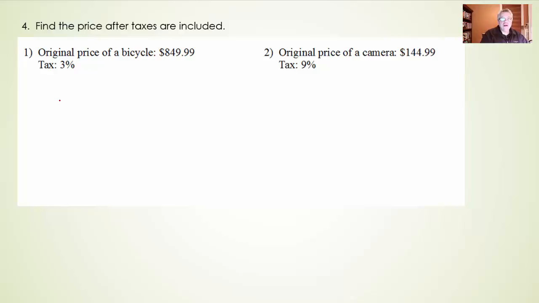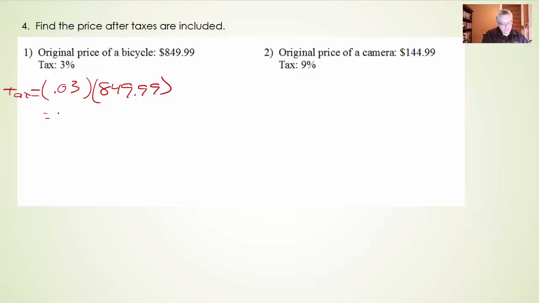So we got $849.99 bicycle. All right, that's a lot more than mine. And the tax is 3%. So want to know the final price. So we got to find out what 3% is. So I'm going to start with 0.03. That's 3 hundredths times 849.99. And this is the tax.